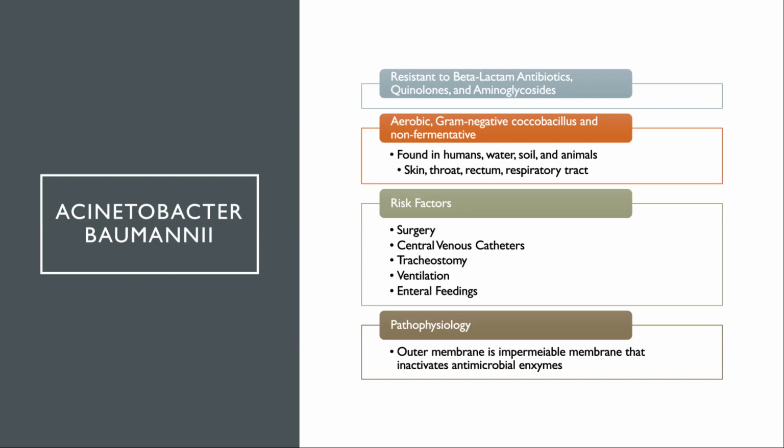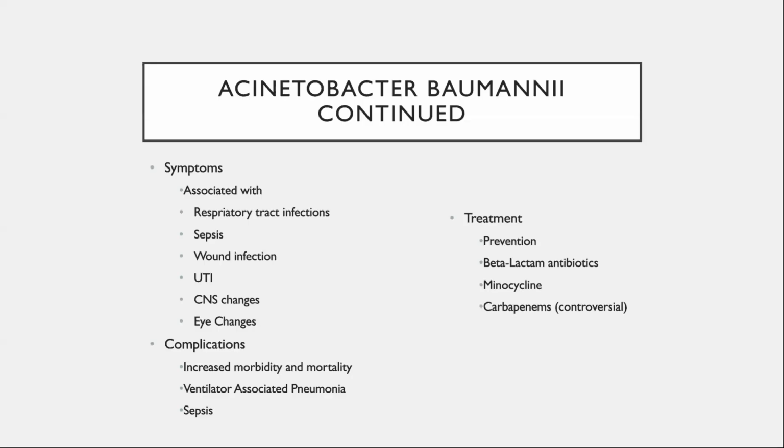The pathophysiology is that the outer membrane becomes impermeable and that activates the antimicrobial enzymes. Symptoms are often those associated with respiratory tract infections, sepsis, wound infections, UTIs, CNS changes, and eye changes. Complications are that it can increase morbidity and mortality, as well as ventilator-associated pneumonia and sepsis. Our treatment would be prevention, use of beta-lactam antibiotics, minocycline, and occasionally we may see carbapenems prescribed, but this is controversial because it's starting to grow resistance to that as well.